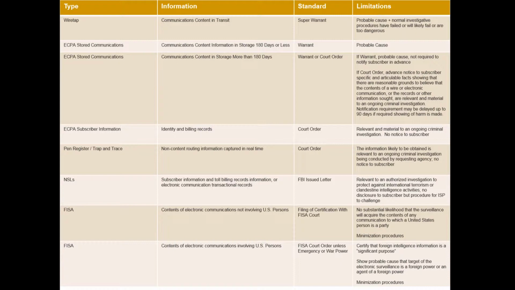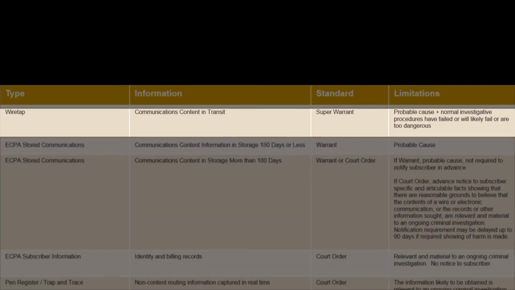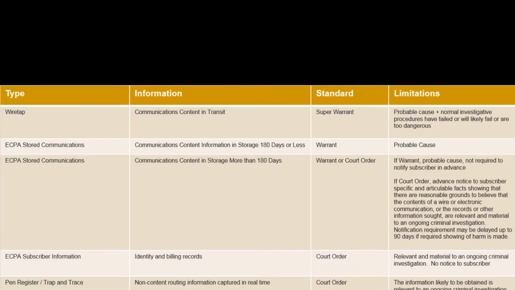So the first item on this chart is the Wiretap Statute. When you think of a wiretap, you probably think of the classic old gangster movies where the feds are literally tapping into the phone line, and indeed that is where the notion of a wiretap comes from. The statute was originally created to deal with that, but it is much broader. Essentially, when you think of a wiretap, you want to think of the contents of communications in transit.